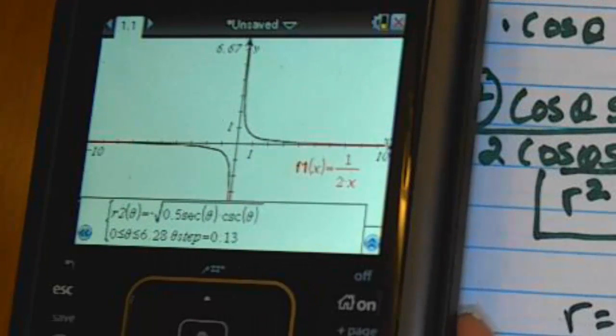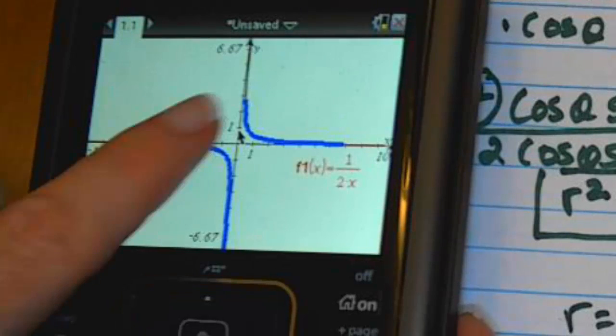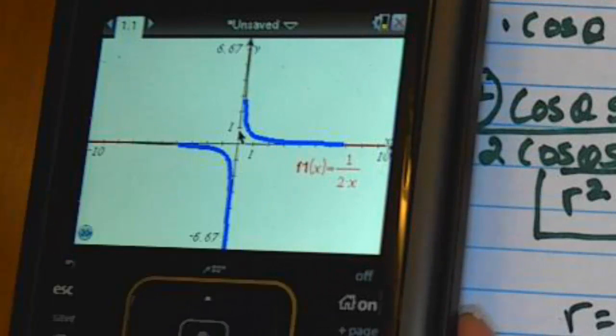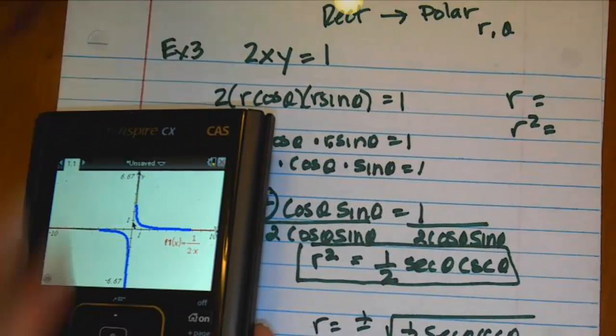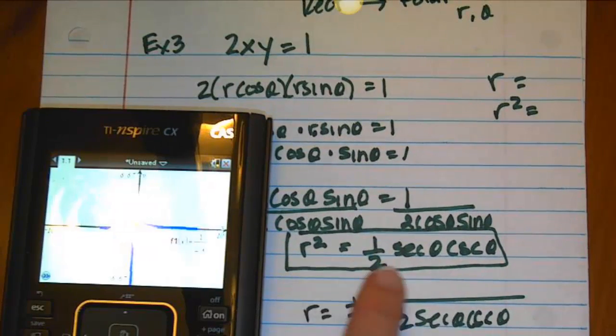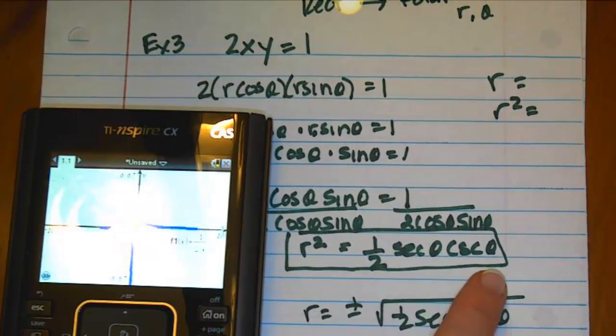And when you put those both together, does it make sense that now the blue is on top of the piece that it wasn't highlighted before? And 2xy equals 1 is equivalent to r squared equals 1/2 secant theta cosecant theta in polar form.